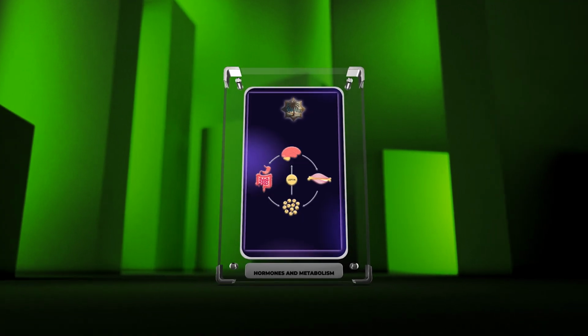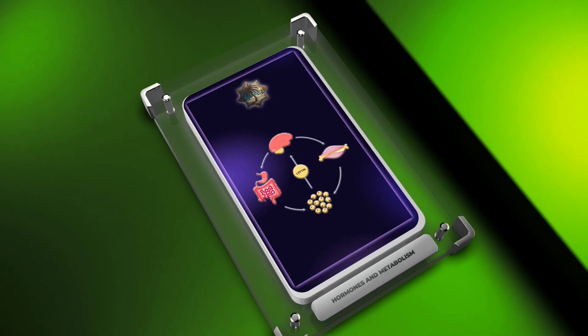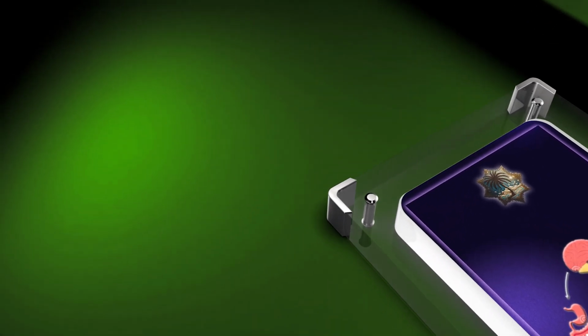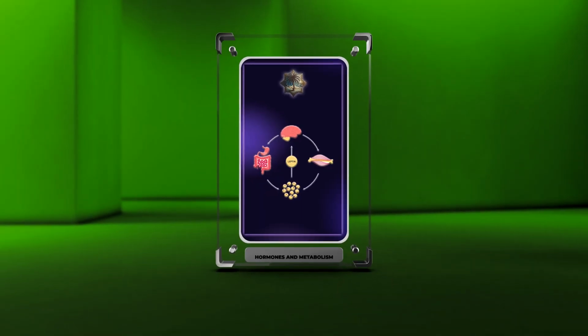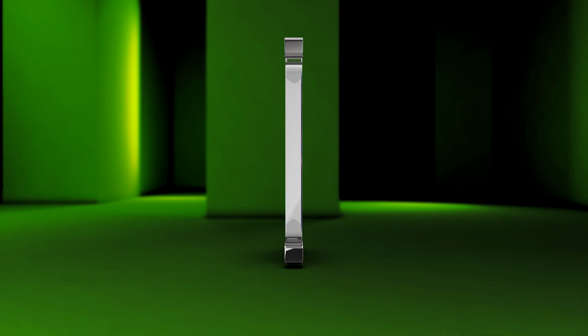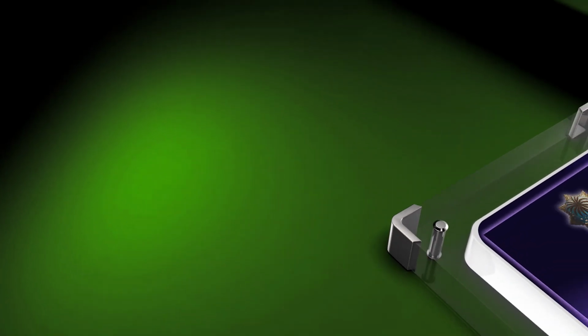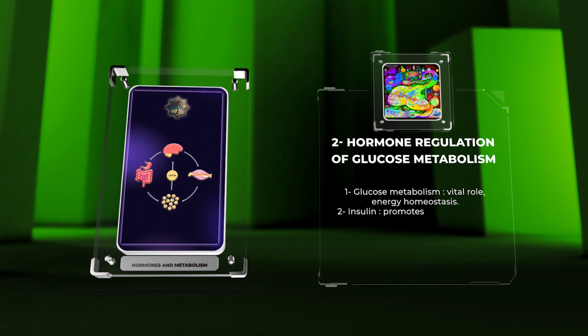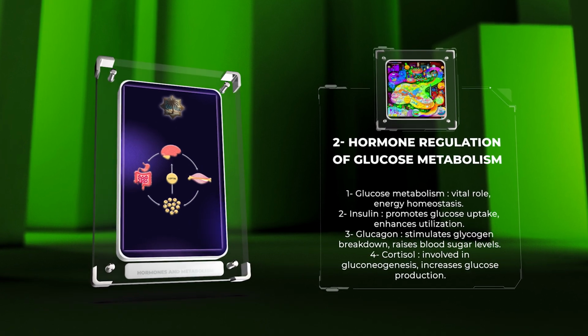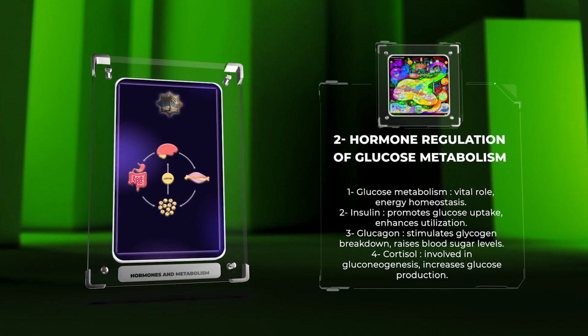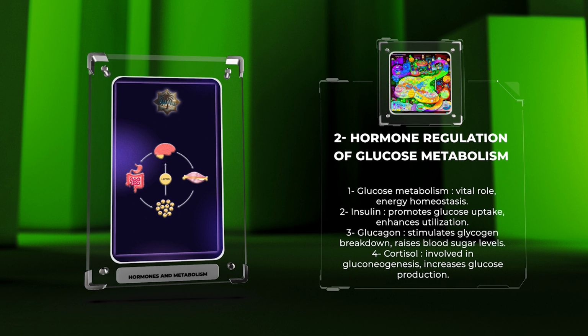Hormones serve as chemical messengers that facilitate communication between different tissues and organs, ensuring the proper functioning of our metabolism. They regulate crucial processes such as glucose utilization, lipid breakdown, energy distribution, appetite control, and more. Glucose metabolism plays a vital role in maintaining energy homeostasis in our body. Hormones such as insulin, glucagon, and cortisol play key roles in regulating glucose levels.